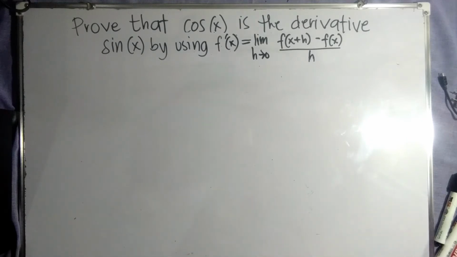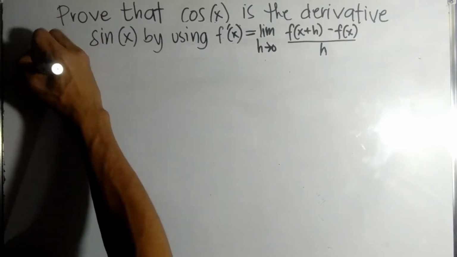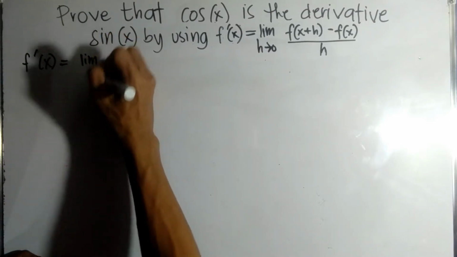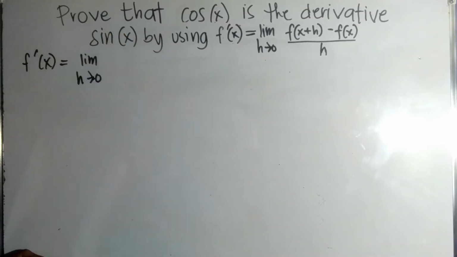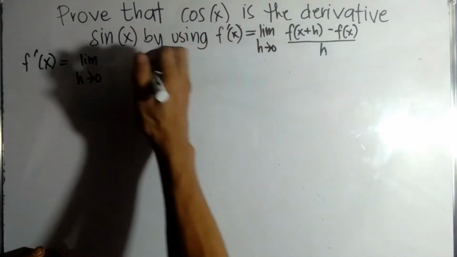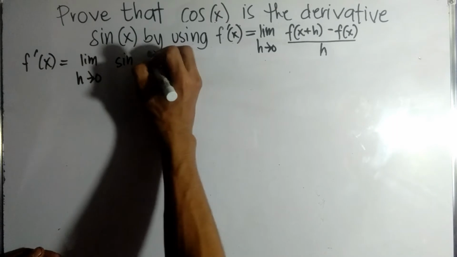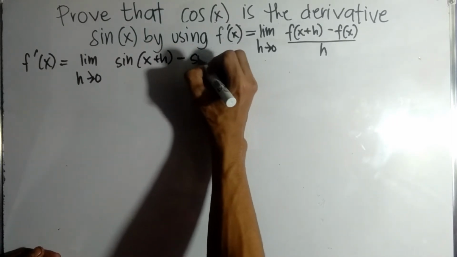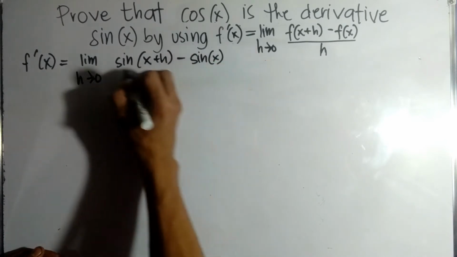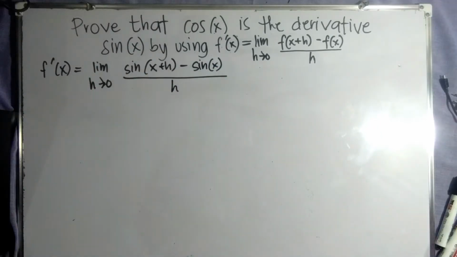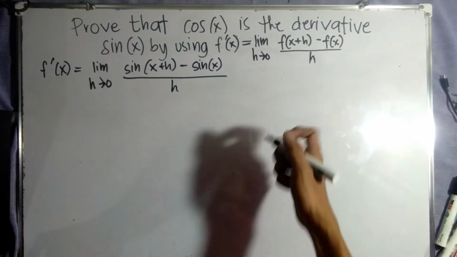Okay? So let's start. So by limit definition, f prime of x is equal to the limit as h approaches 0 of the sine function x plus h minus sine x all over h. So, sunod na tatandaan yung formula is yung sum of two angles ng sine function.